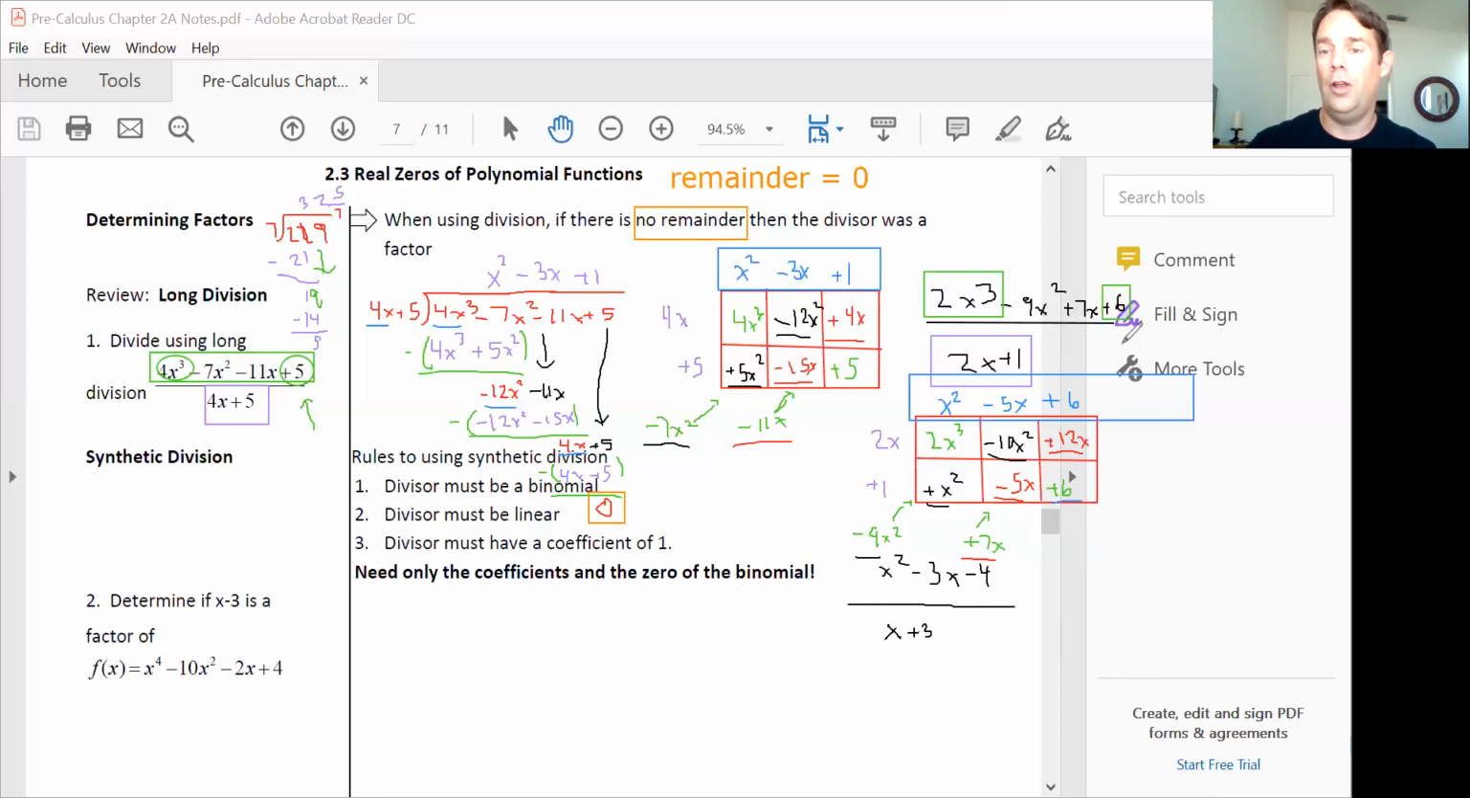So that means when I divide these together, 2x cubed minus 9x squared plus 7x plus 6, when I divide those by 2x plus 1, I had a remainder of 0, which means it's a factor. And what I had left was x squared minus 5x plus 6.